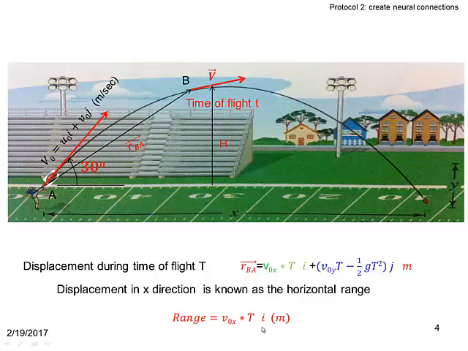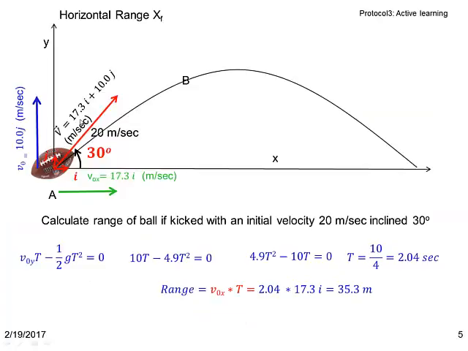In this problem, calculate the range of the ball if it is kicked with an initial velocity of 20 meters per second with an inclination of 30 degrees to the x-axis.